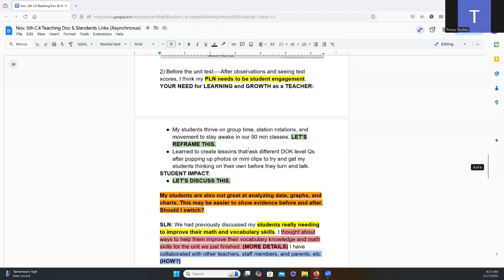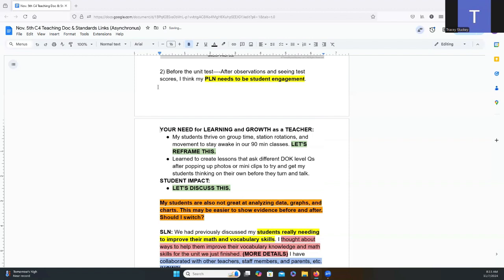Okay, so I'm saying here, your need for learning and growth. We're at our PLN, and you're saying the PLN is student engagement. So I want to reframe this with you, Kristen. This is all about what do you need to support your students' growth. So I'm saying your need for learning and growth as a teacher. You say my students thrive on group time, station rotations, and movement to stay awake in our 90-minute classes. Okay, so then what is your need? We have to reframe it to, I needed a solid plan to make my classroom engaging for a 90-minute block where students owned their learning and the ways in which they learned. See the difference? Big difference, right?